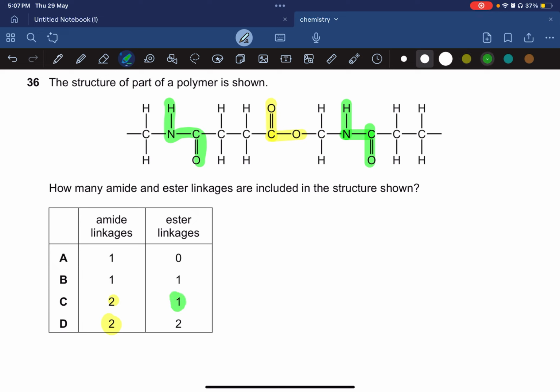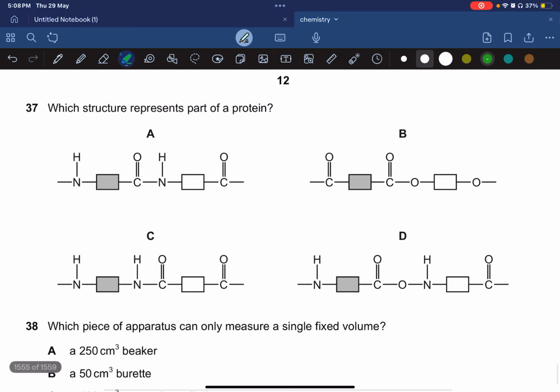One ester linkage, two amide linkages, making option C the correct one. Moving on to the next question, which says, which structure represents part of a protein? For a protein, we need amino acids. Okay, I guess it's going to be this. Wait a second. Look, that's incorrect.